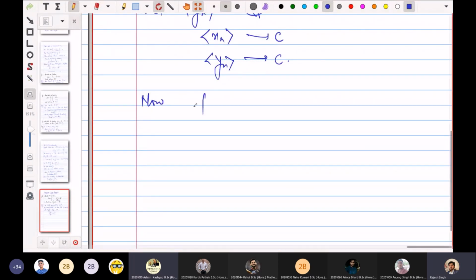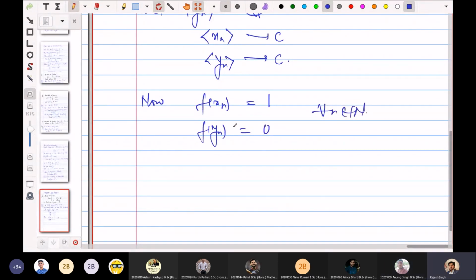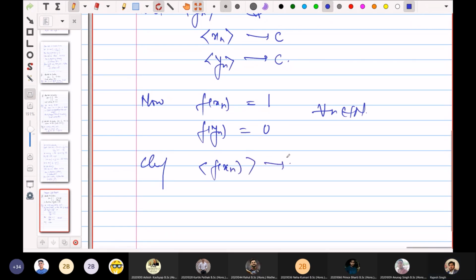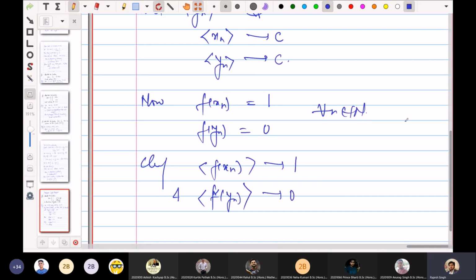Now f of xn is equal to, because xn is rational पे value 1 है, so f of xn is equal to 1 and f of yn, yn is irrational, so it is 0 for every n in N. So f of xn is a constant sequence 1 and f of yn is a constant sequence 0. So clearly f of xn converges to 1 and f of yn converges to 0, उल्टा लिख दिया मैंने.